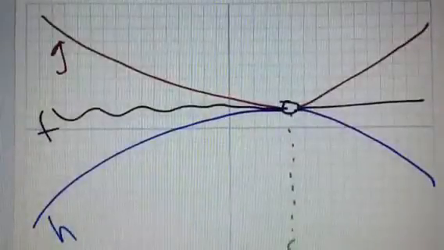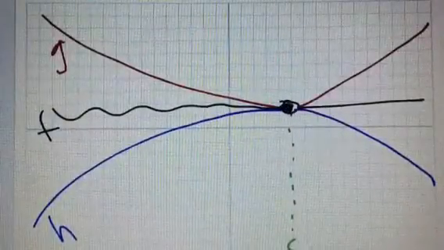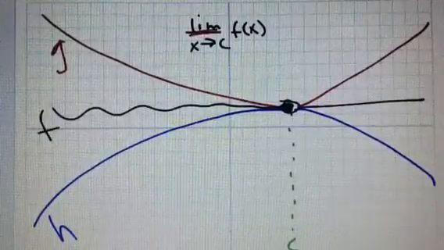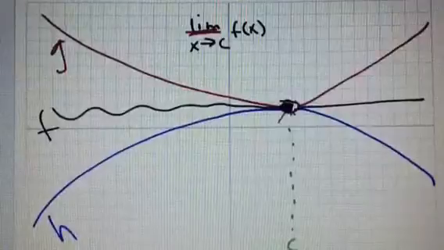They assume that there has to be a value at c. However, this is not true. This is about the limit as x approaches c, which means that a value at c is not necessary, although it may occur.